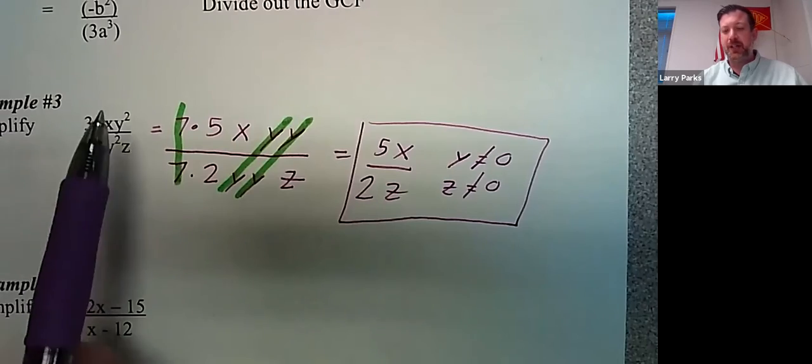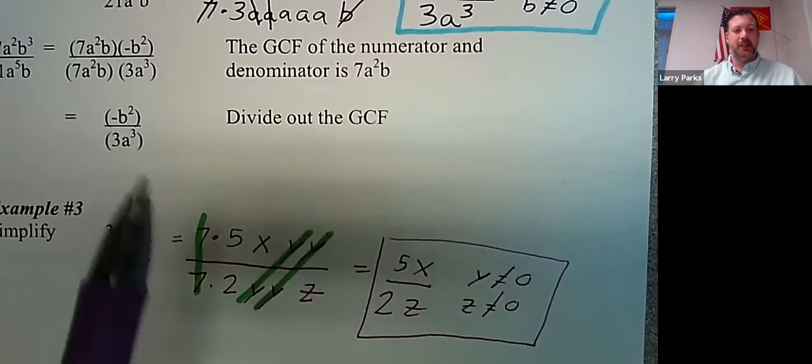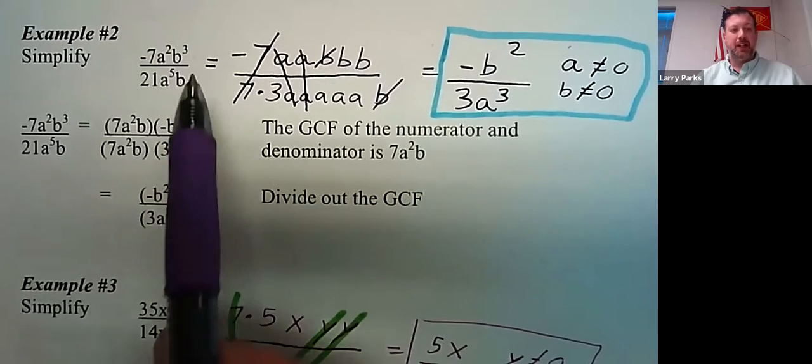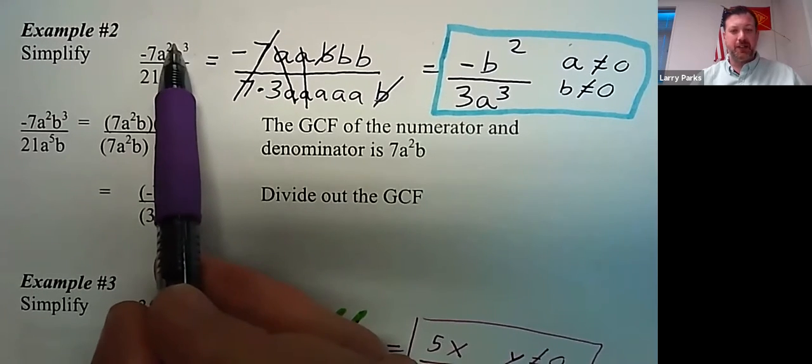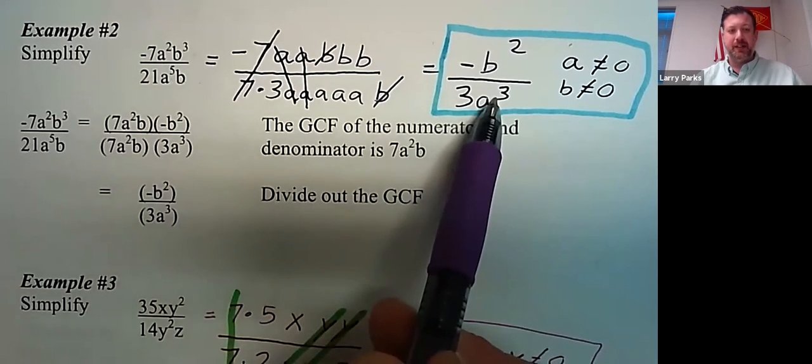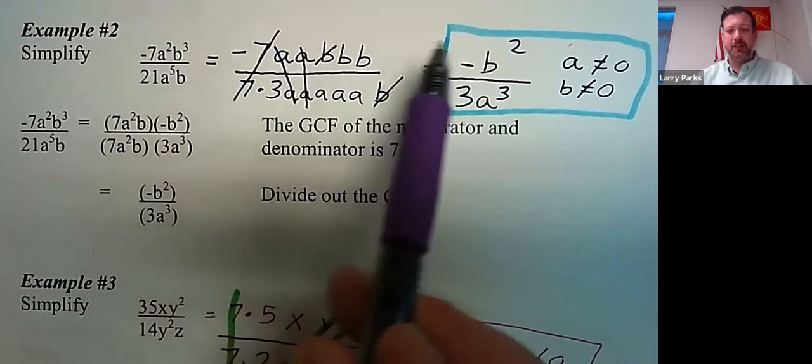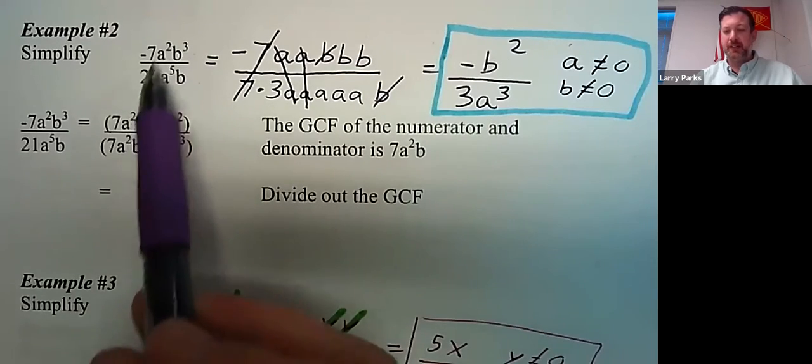So you can also subtract exponents. Like on this one, I could have done 5 minus 2, and that's 3. I could have done 3 minus 1, which is 2. So you could also do it that way also.